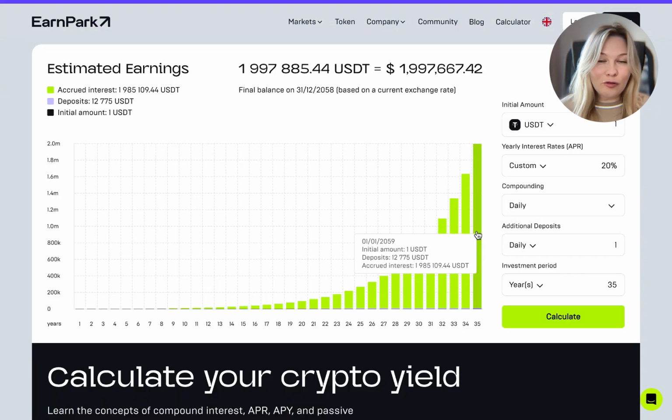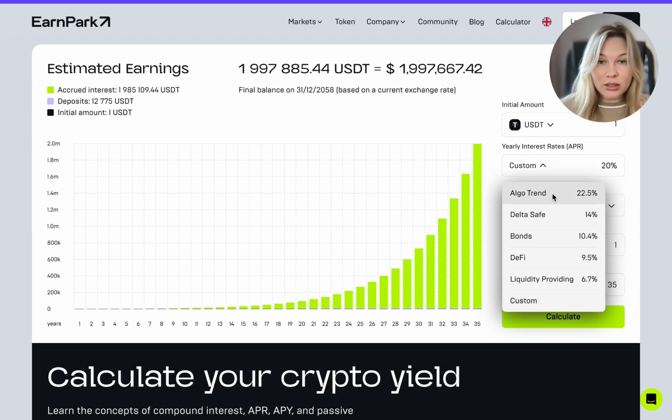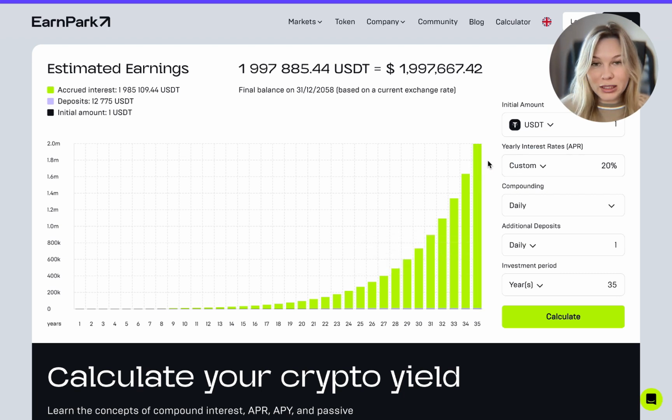At EarnPark, we offer a range of strategies. We offer low risk strategies, which are steady growth options for long term investors. And also, we have high yield strategies for those who are looking for bigger returns and are willing to take on more risk. With this calculator, you can explore different options and find the strategy that works best for you.